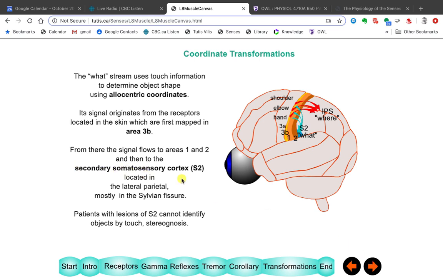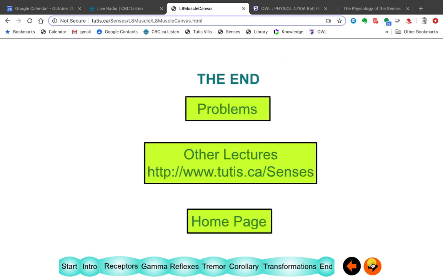And then it goes into this secondary somatosensory cortex called S2. And patients without S2 can't do this stereognosis that we talked about last week. So they can't identify an object that they're holding. And that's it.